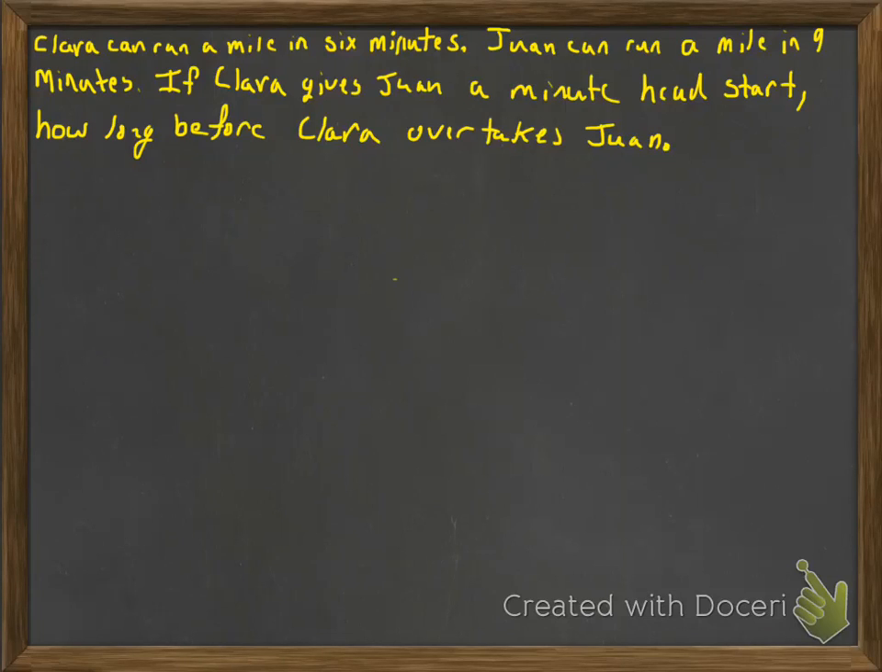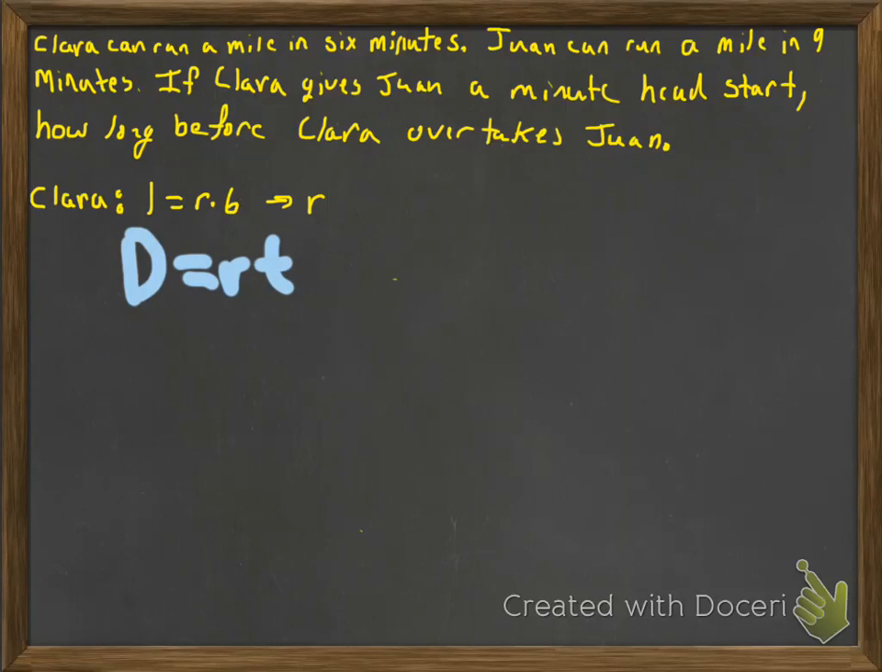So we can go ahead and say that Clara's distance is going to be equal to 1, and that's going to be equal to her rate, and then her time is 6 minutes. So this is our distance is equal to rate times time. Distance of 1 mile, we don't know what the rate is, and our time is 6 minutes. So if we solve for the rate here, our rate is going to be 1 over 6, and that's going to be 1/6 of a mile per minute.